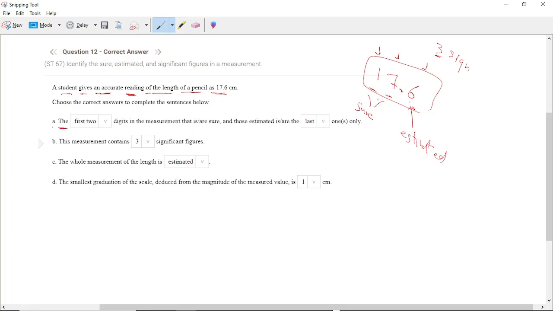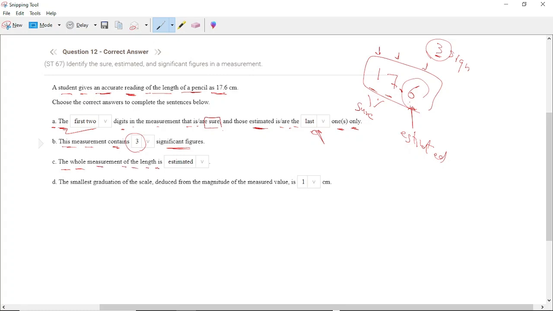So now let's see. Here it's saying number A, the digits in the measurement that are sure. Here, how many digits? We have 2. So the first 2 in the measurement are sure, and the estimated one will be the last digit, the last one only. Okay, this measurement contains 3 significant figures.